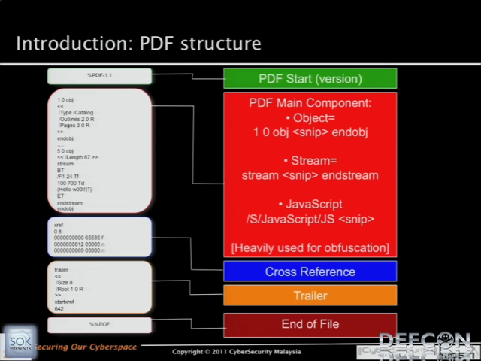On the yellow box, you have the cross-reference, which defines the offset of each object. And then the last one, you have the trailer. The trailer is the main component that has one major entry called /Root. /Root gives you the entry point where your PDF will start when you open it. And the last one is also interesting: the end of file marker, which represents the end of the PDF.